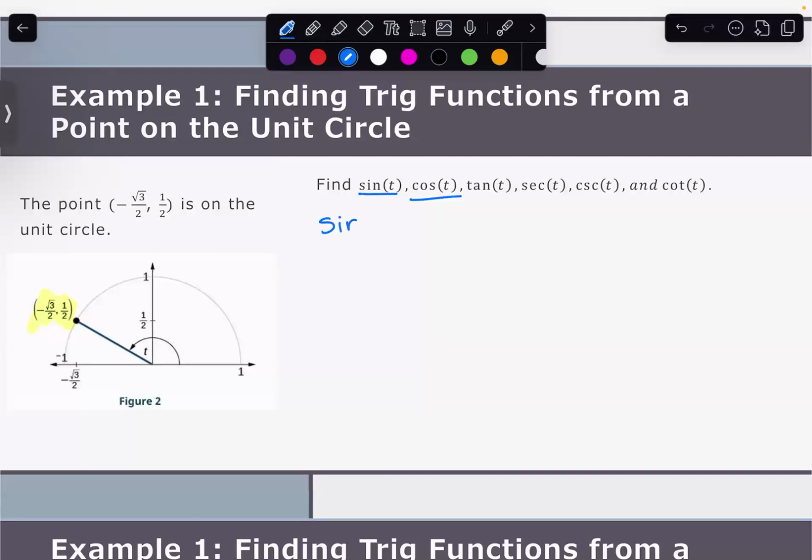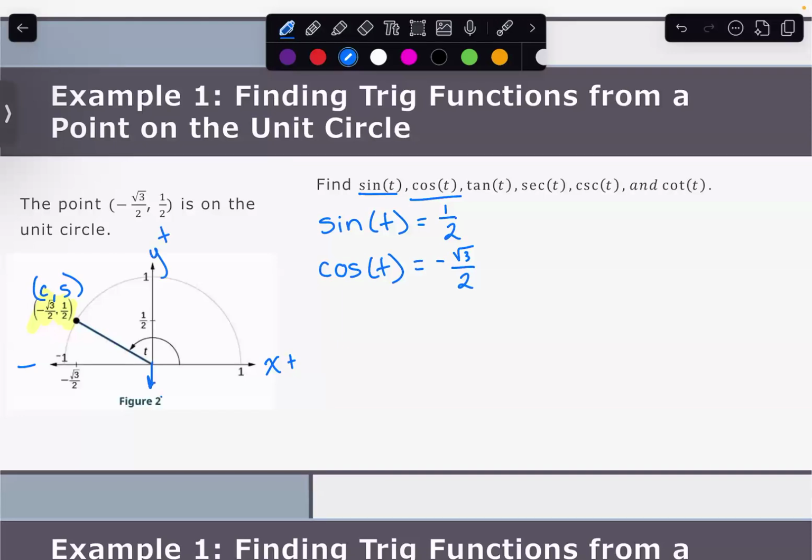Since sine of t would be the second number in that ordered pair, that will be 1/2. And then cosine of t would be the first number in the ordered pair, which is negative square root of 3 over 2. Now, if you're wondering, why is that negative? Well, if we think about the way coordinate planes work, when we use the x-axis, if we go to the right, that's positive. If we go to the left, that's negative. On the y-axis, if we go up, that's positive.